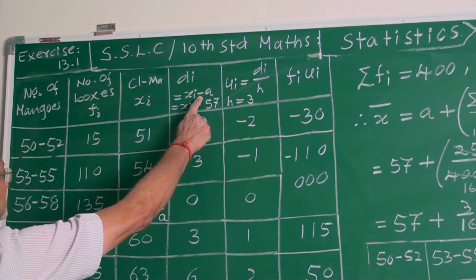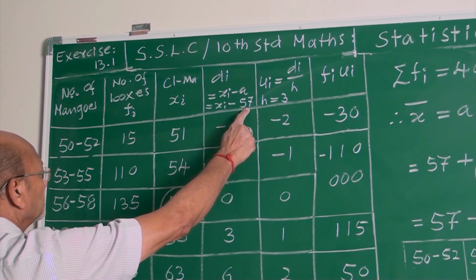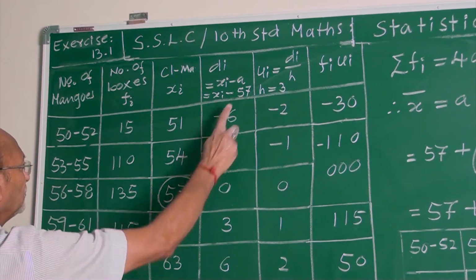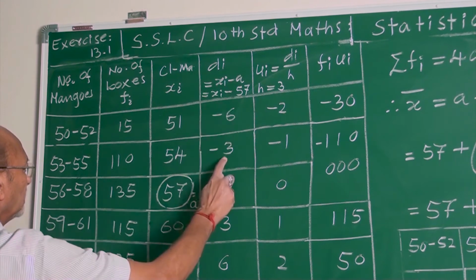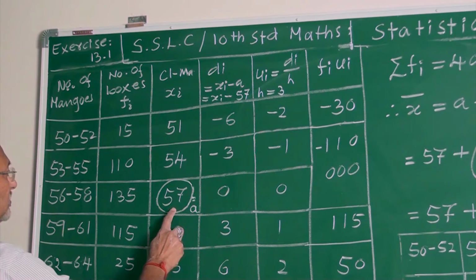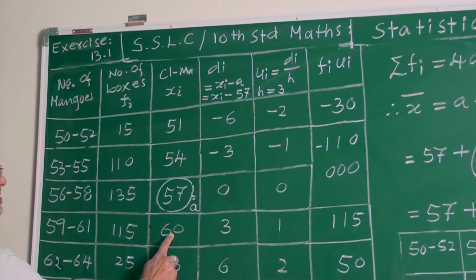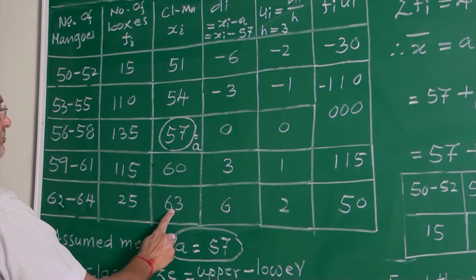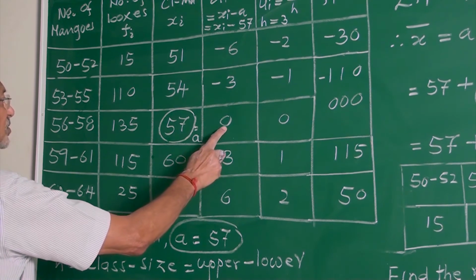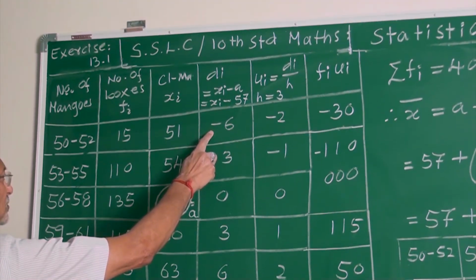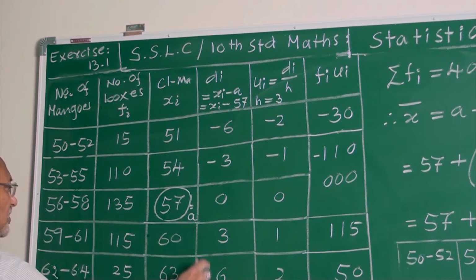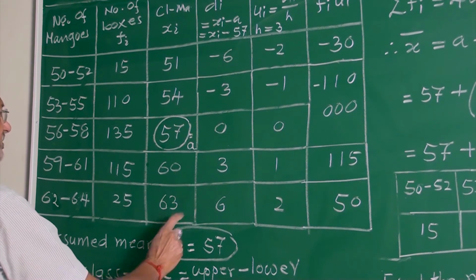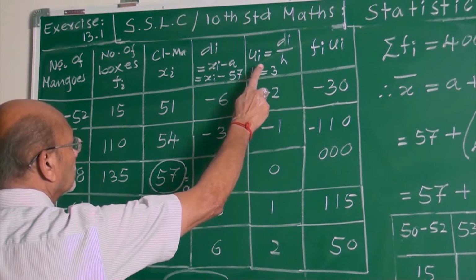For each class, xi minus a, where a is 57. 51 minus 57 is minus 6. 54 minus 57 is minus 3. 57 minus 57 is 0. 60 minus 57 is 3. 63 minus 57 is 6. The two values above are negative, but below they are the same with the opposite sign. Then you have to go for the next column.